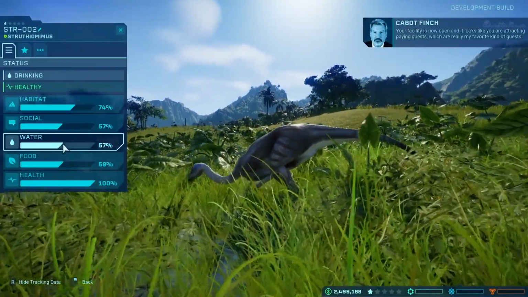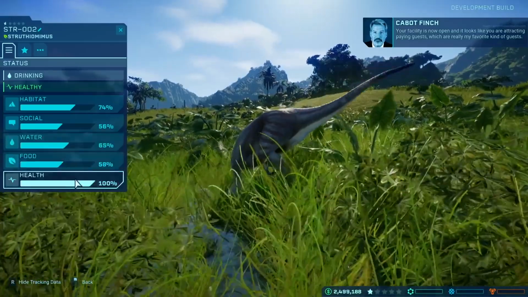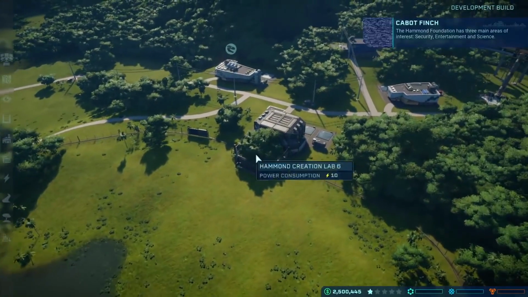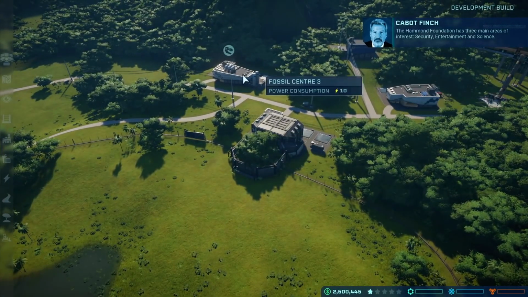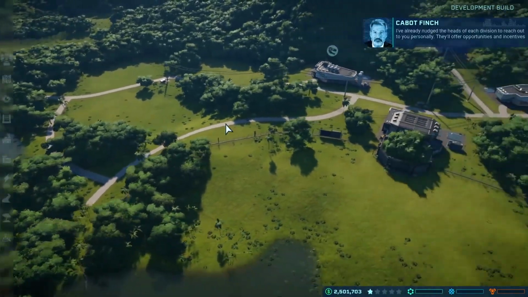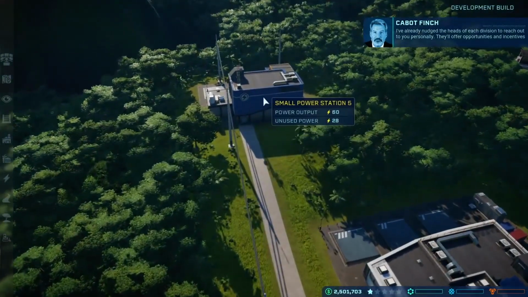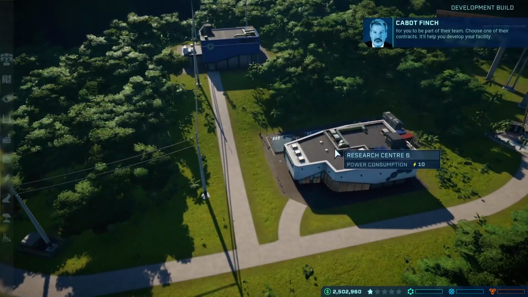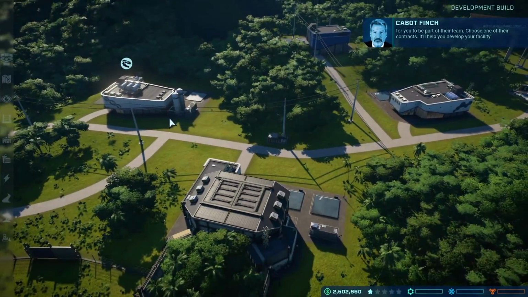Your facility is now open, and it looks like you are attracting paying guests, which are really my favorite kind of guests. The Hammond Foundation has 3 main areas of interest: security, entertainment, and science. I've already nudged the heads of each division to reach out to you personally. They'll offer opportunities and incentives for you to be part of their team. Choose one of their contracts. It'll help you develop your facility.